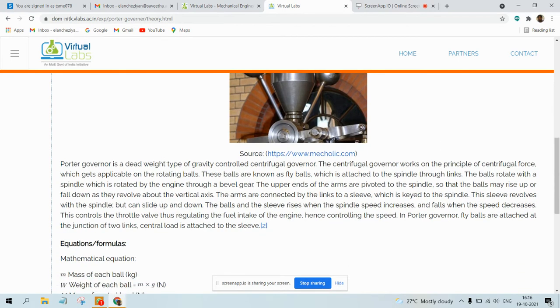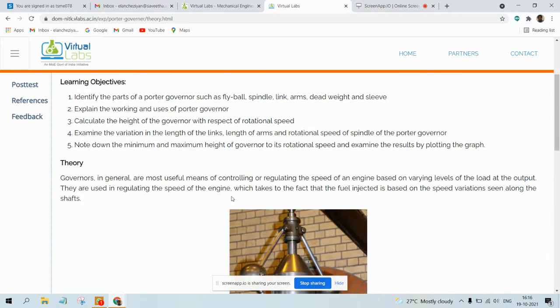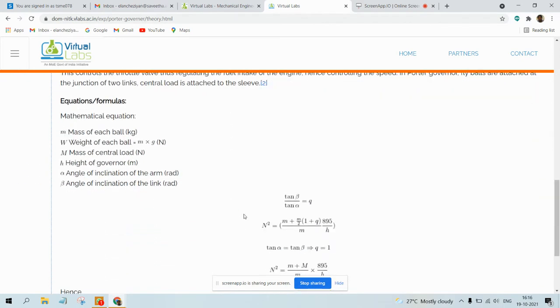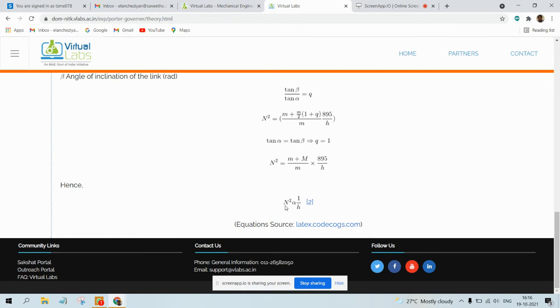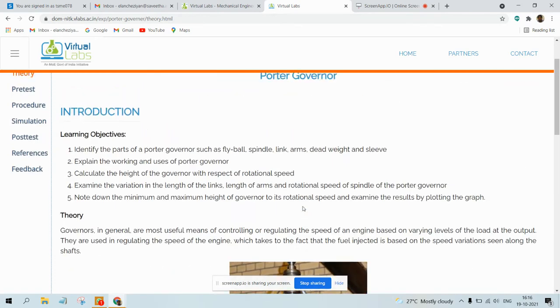So it is a deadweight or gravity controlled centrifugal governor. This centrifugal governor works on the principle of centrifugal force, which gets applicable on the rotating balls. This part helps you to understand what is the theory behind motor governor. So at last, it has been derived that N square is inversely proportional to height of the governor.